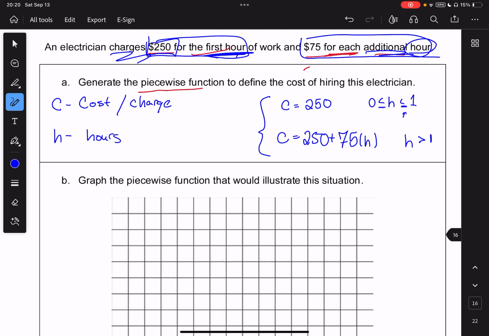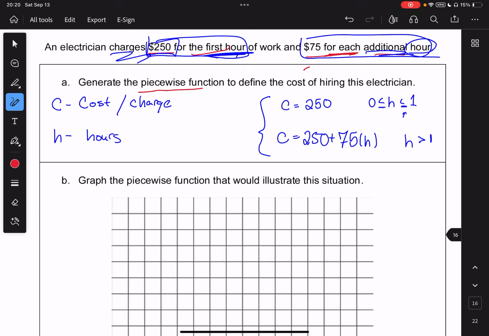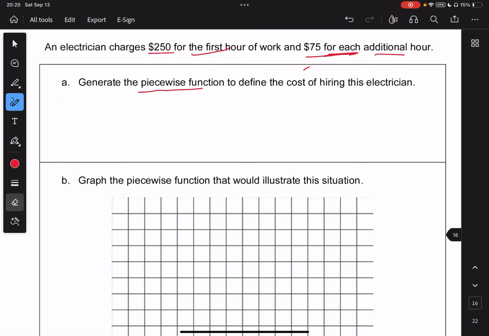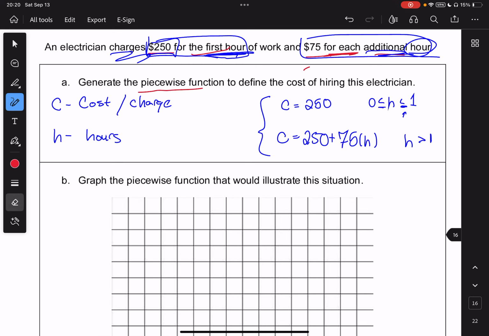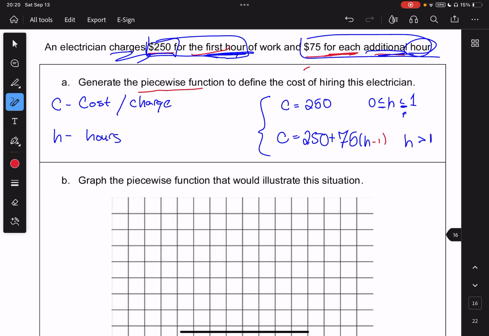So now that we have our 2 equations, what I want to note is that for our hours, they're additional hours. So when we write our equation, we need to change our H to be H minus 1. And that's our hours minus 1. So say we work 2 hours, we do 2 minus 1 to get 1. That's the additional hour that we worked. And you'll see what I mean once we graph it.